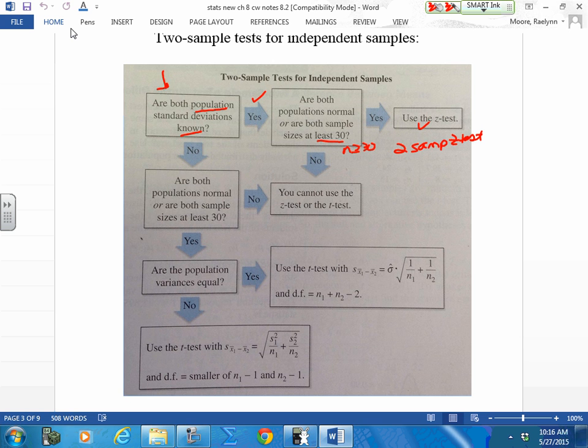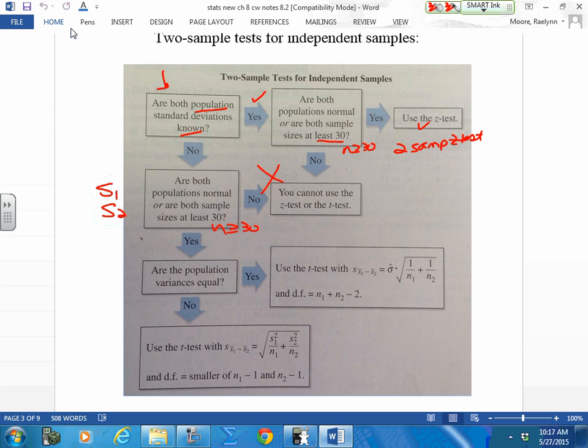Now, if we do not know the population standard deviations, we have to use your sample standard deviations. We still want to know, is this a normal distribution? Or is n greater than or equal to 30? If it's not a normal distribution, you're done. You can't go any further. If it is a normal distribution, and you know your sample standard deviations, you would do a t-test.